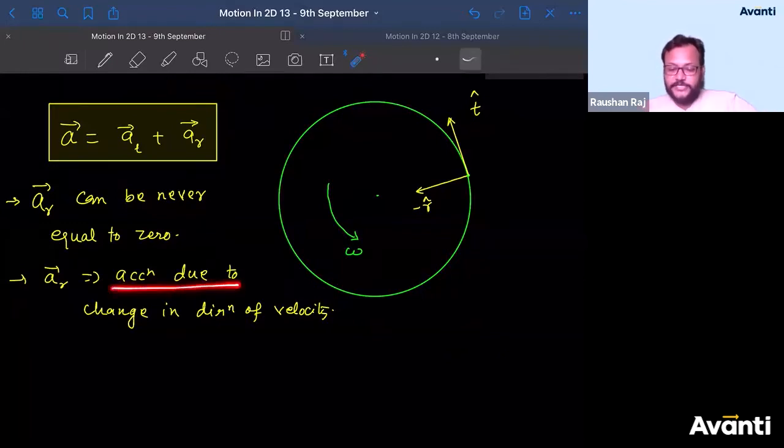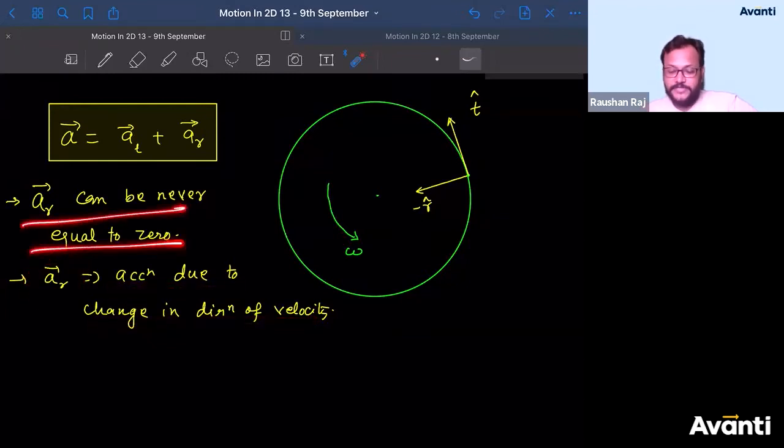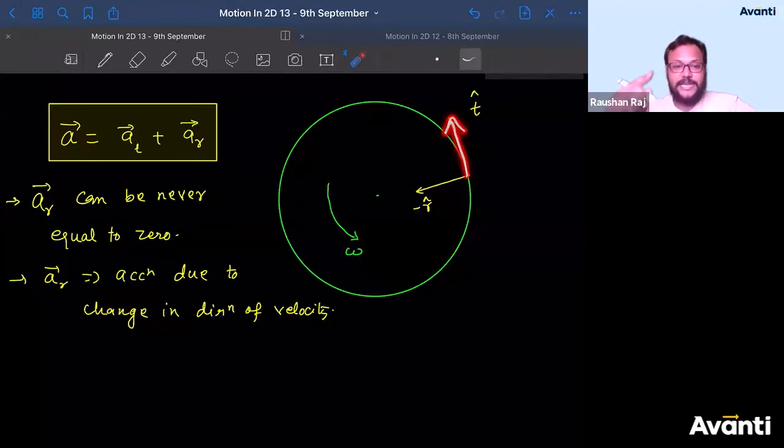Sir, acceleration due to change in direction of velocity is nothing but AR only, because AR can never be zero. This acceleration can never become zero. How, sir? Why, sir? Because the direction of velocity can never ever remain constant. In circular motion, direction of velocity can never become constant. So acceleration because of change of direction of velocity can never be zero. So that component must be AR, which can never become zero.